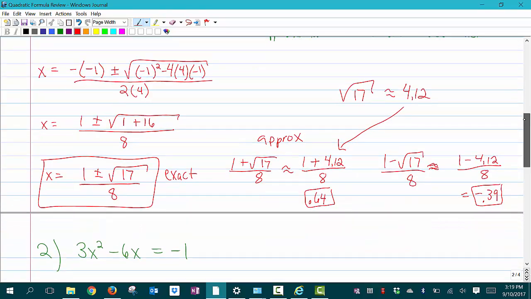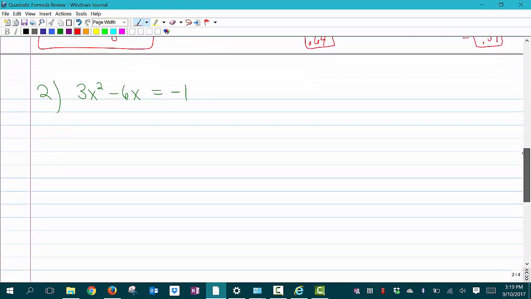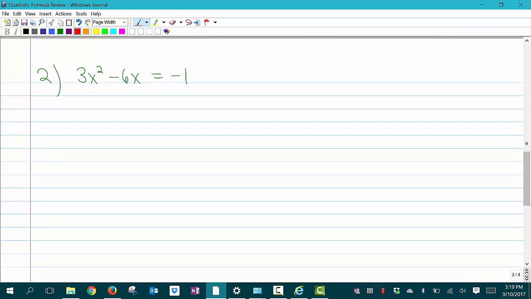Let's try another one. I would like to solve this using the quadratic formula. In order to use the quadratic formula, I must bring all terms to one side and have the equation set equal to 0. So I will have 3x squared minus 6x. When I bring that to the other side, it becomes a positive 1. Same thing as adding 1 to both sides. The value of a is the number in front of the quadratic term. The value of b would be the number in front of the linear term, and the value of c would be the constant.